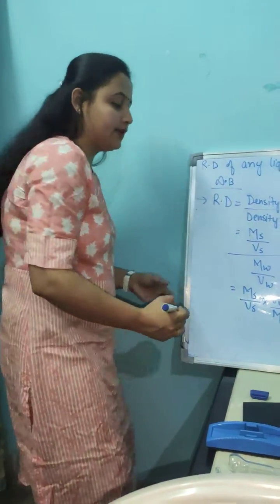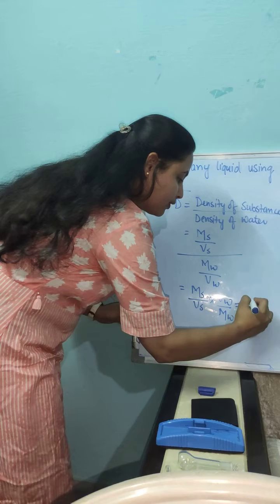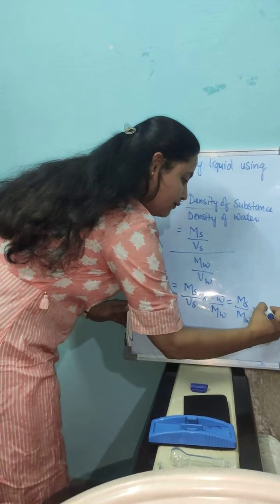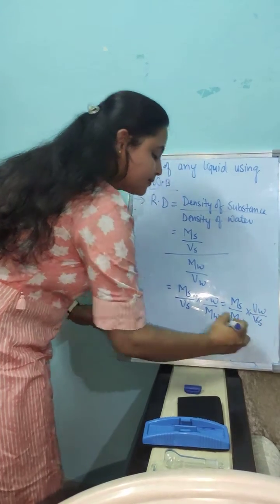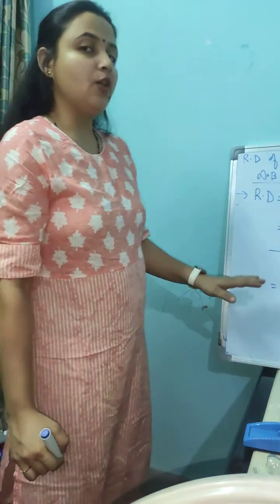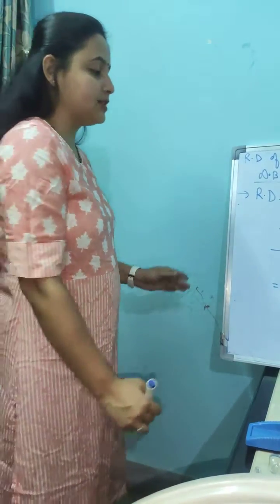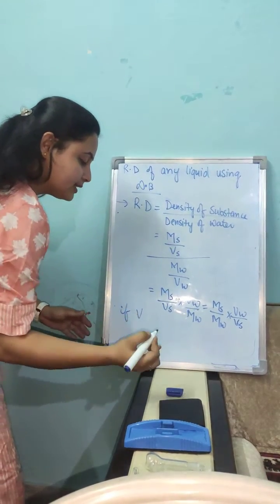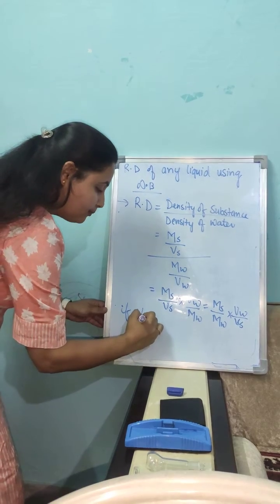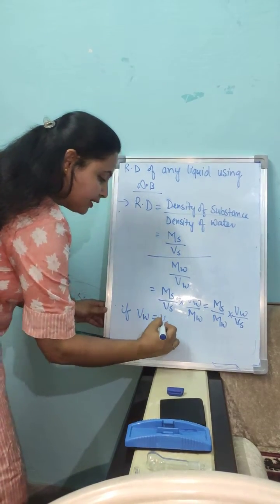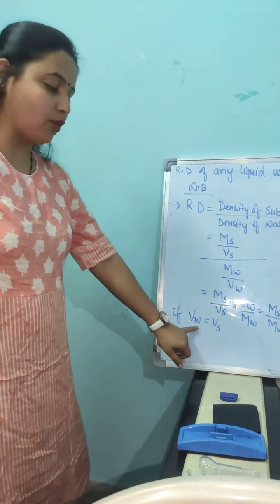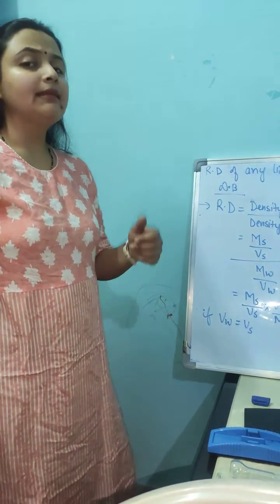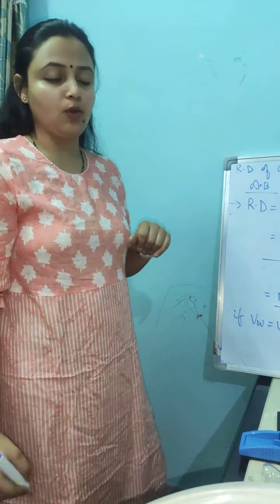Or we can write it like this also: Ms upon Mw into Vw by Vs. Now we will consider a situation. If, in a special case, Vw is equal to Vs, that means the volume of water becomes equal to the volume of substance. How can this happen? This can happen in the case of a density bottle.